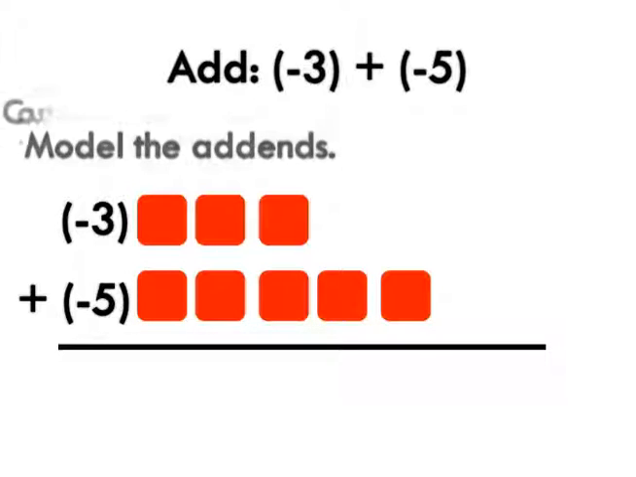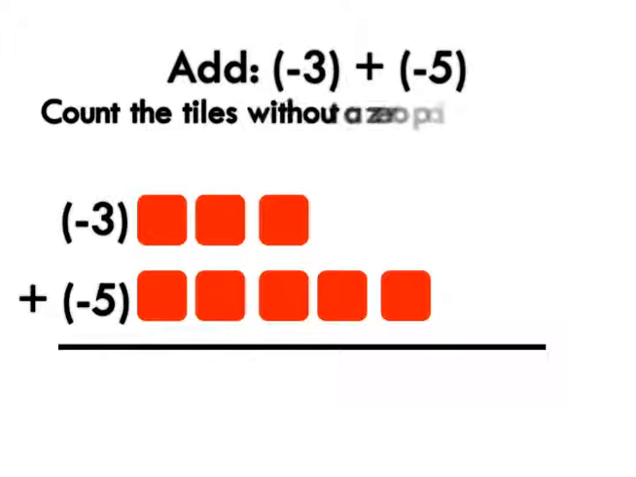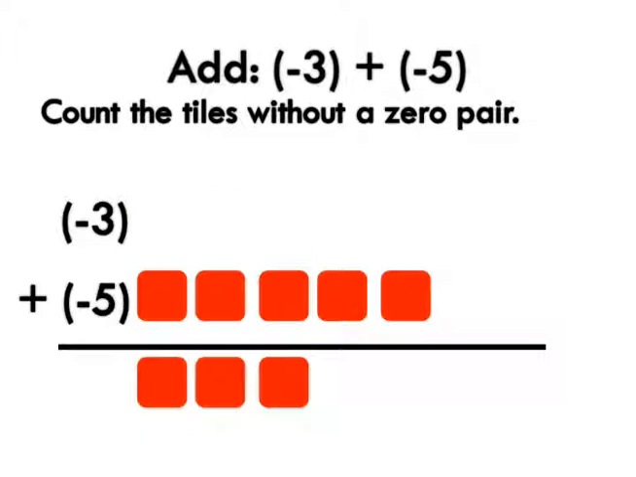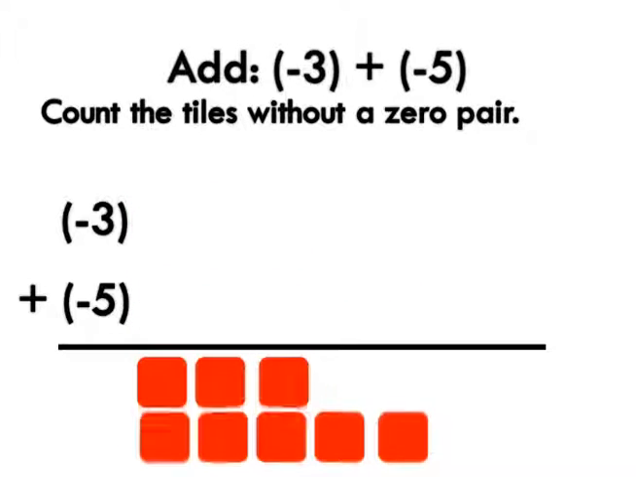Now the next step is to count the tiles without a zero pair. This one has all red tiles, so we just count them all, starting from 1, 2, 3, added by 4, 5, 6, 7, and 8. So there are 8 red tiles, which means our sum is negative 8. Therefore, negative 3 plus negative 5 is equal to negative 8.